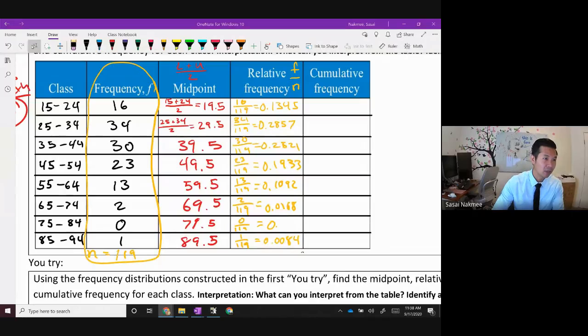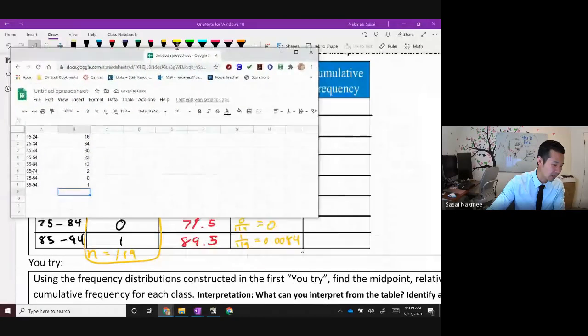25 to 34, 35 to 44, 45 to 54, 55 to 64, 65 to 74, and 75 to 84, and 85 to 94. And the frequencies are 16, 34, 30, 23, 13, 2, 0, and 1. So you hear me saying a bunch of these numbers, right? And what I'm doing right now is typing it into this right here.